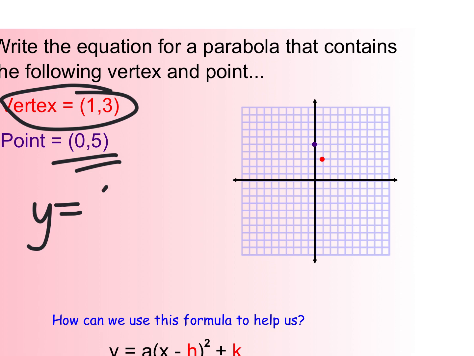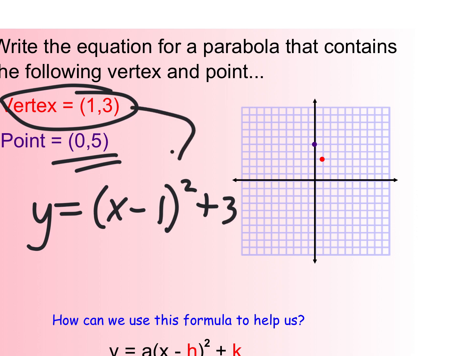Okay, how does this go again? I got x, and then I go minus 1 squared plus 3. That's me taking the vertex and making this thing. But I don't know the stretch factor, so I put an A there.